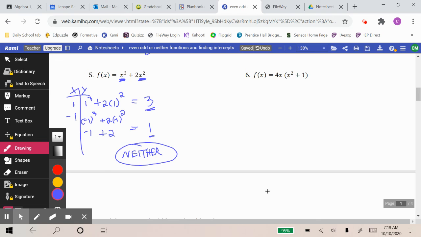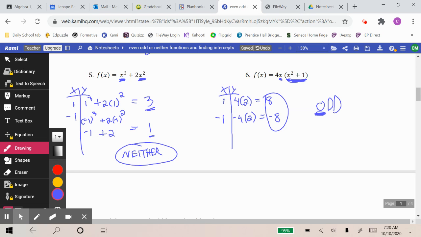Okay, moving to 6. So 6 looks a little bit different because it's factored out, but that's all right. We can still work with it. Let's plug in 1 and -1. So if we plug in 1, we'll have 4 times 1, which is 4 on the outside, and then 1 squared plus 1. I'm just going to skip to that. 1 squared plus 1 would give us 2. So we're going to get 8. And then -1, when we plug this in, 4 times -1 is -4. And then you see this will stay the same. -1 squared is 1, 1 plus 1 is 2. So you get -8. So you see these are opposites. So this is an odd function.